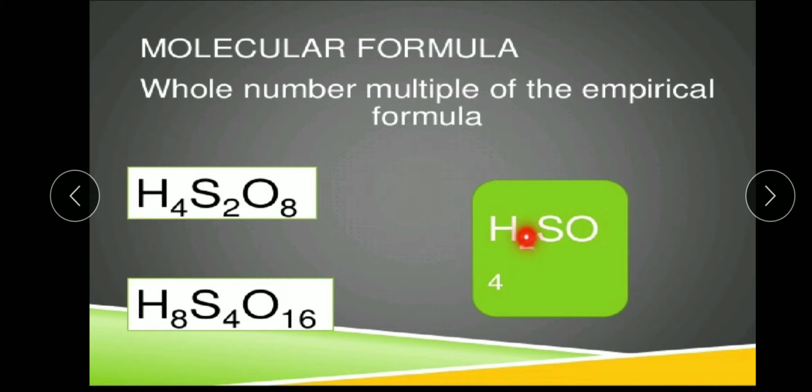Here the empirical formula of the compound is H2SO4. The whole number given is 4. Multiplying 4 with the empirical formula gives H8S4O16. This is the molecular formula of the compound.